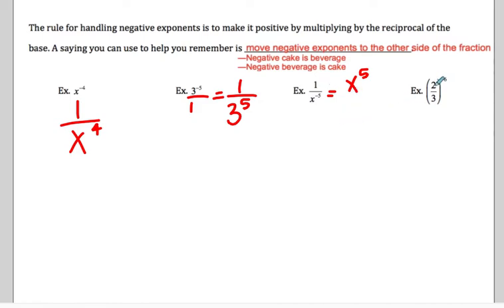When you have an example where you have a numerator and a denominator, we will simply flip both the numerator and the denominator. So remember the parenthesis says this negative 6 is really being applied to both the 2 and the 3. So we are simply going to move the base of 3 to the numerator and the base of 2 to the denominator. And our final answer here would be 3 to the 6th over 2 to the 6th.